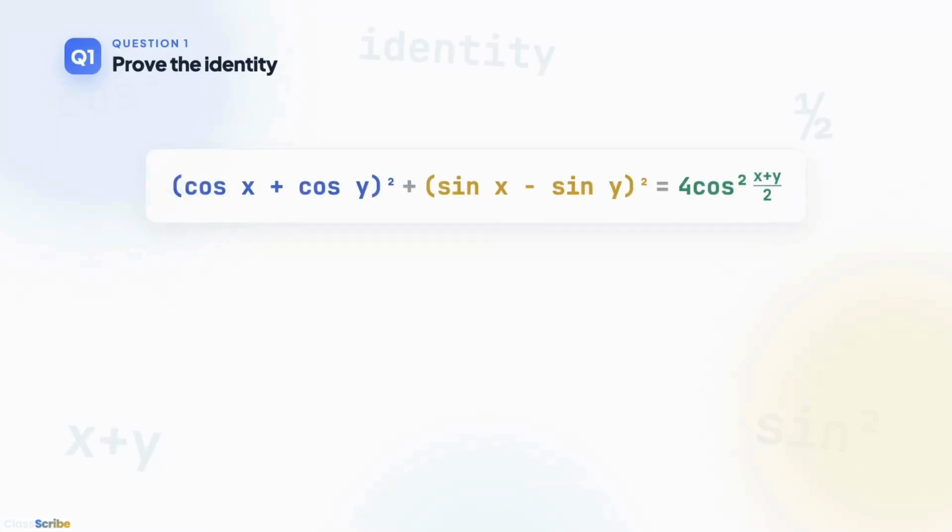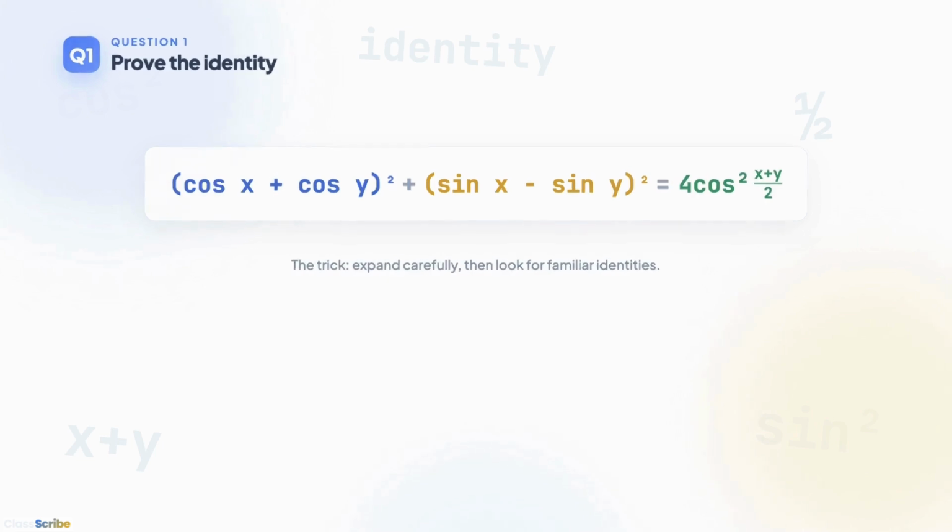In this video, we'll prove that (cos x + cos y)² + (sin x − sin y)² is equal to 4 cos²((x+y)/2). At first glance, this expression looks complicated because it contains both sine and cosine terms. But the trick is to expand everything carefully and then look for familiar identities.